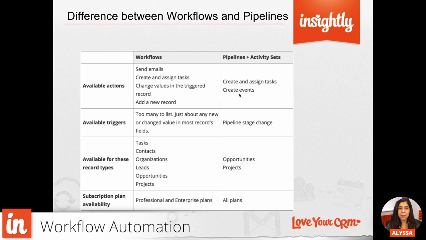So you can see side-by-side comparisons of the available actions. Again, what kind of triggers could be sent? What type of record types do these particular features depend on? And a quick recap of the subscription plan availability.